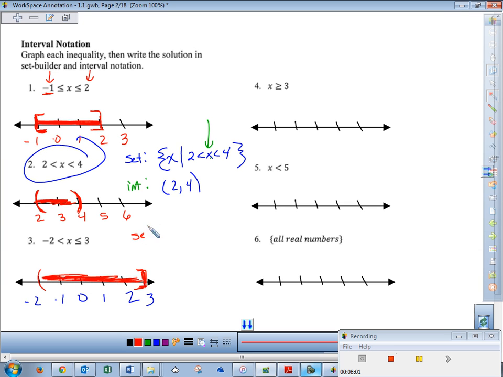In set notation, set of all x such that, and then you just kind of, I write it first and then say it after I write it. Set of all x's such that x is greater than -2 and x is less than or equal to 3.